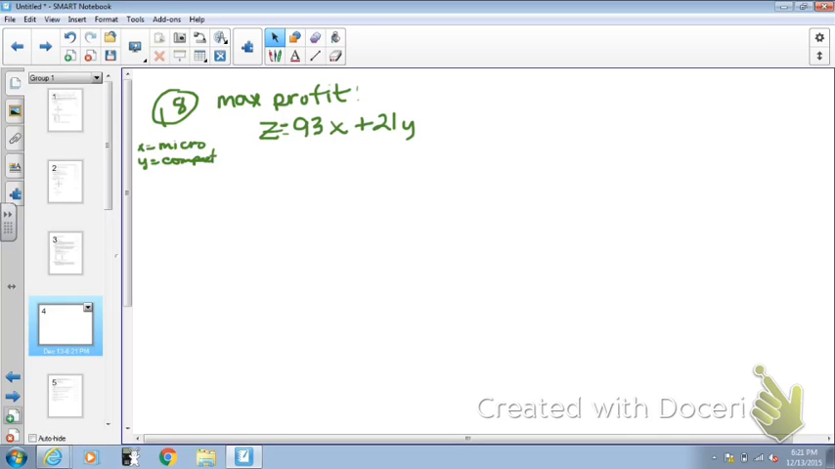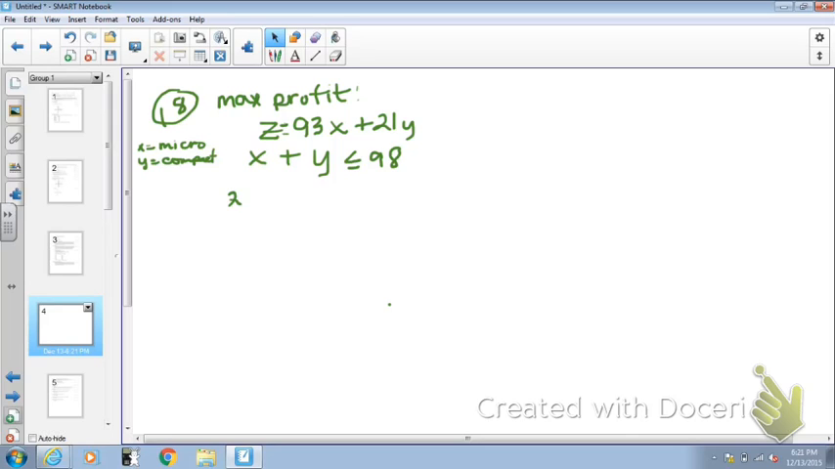Then I need some constraints based on what I've got written here. Wally has space for no more than 98 trash compactors and microwaves together. So the number of X plus the number of Y has to be less than or equal to 98 because he can have no more than that. The trash compactors weigh 28 pounds and the microwaves weigh 50 pounds. And Wally is limited to 6,600 pounds of these items.